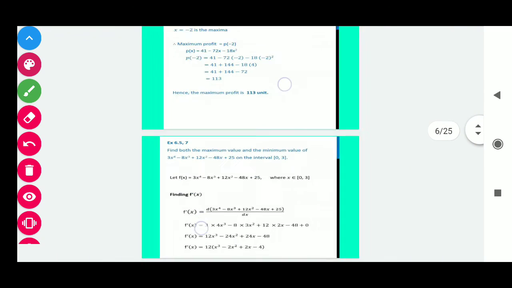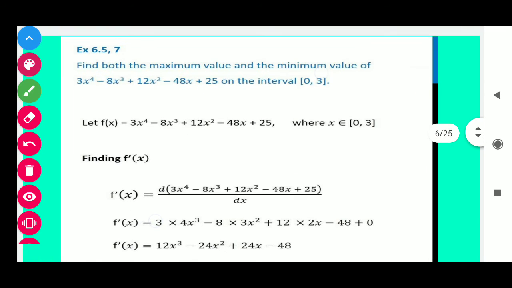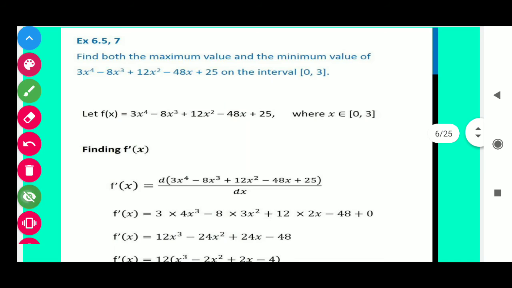Now students, here we have question number 7. Find both the maximum value and the minimum value of the function on the interval 0 to 3. Students, this is a changed question. This is different from the previous one, because in the previous question the interval was not mentioned. Here the interval is given, and we need to find the maximum as well as the minimum value of the given function. So let's start.